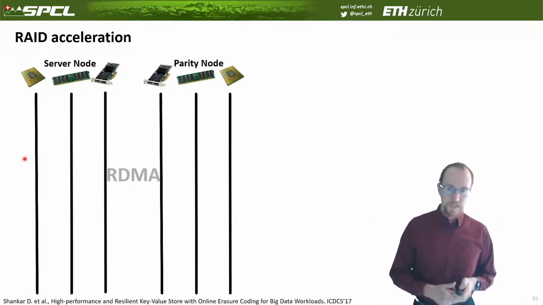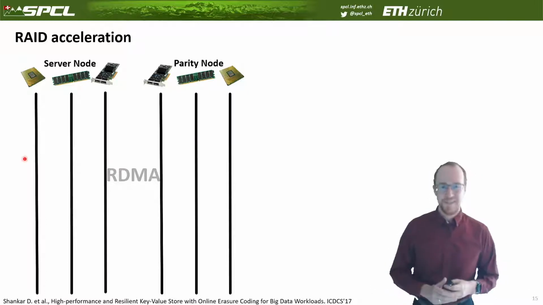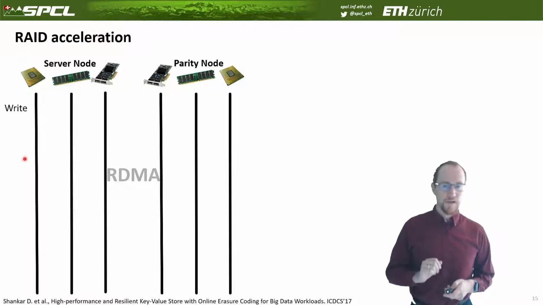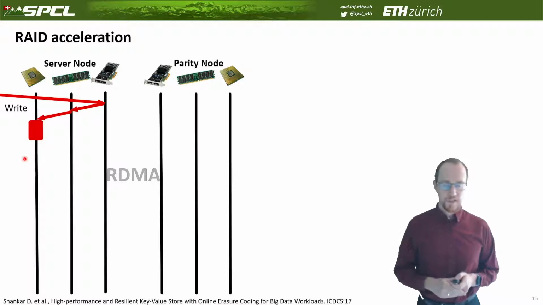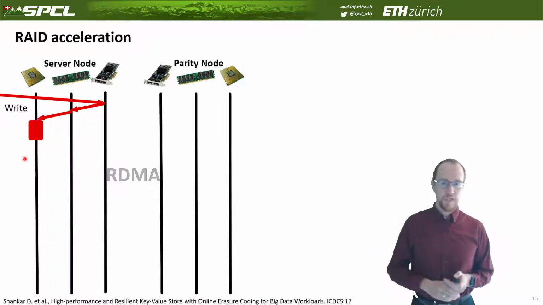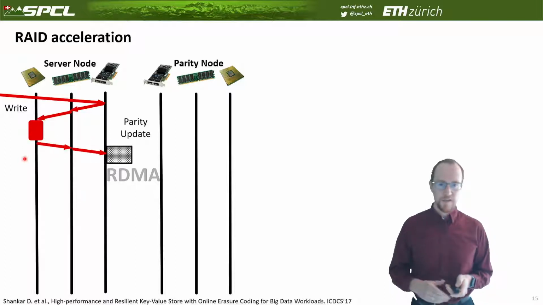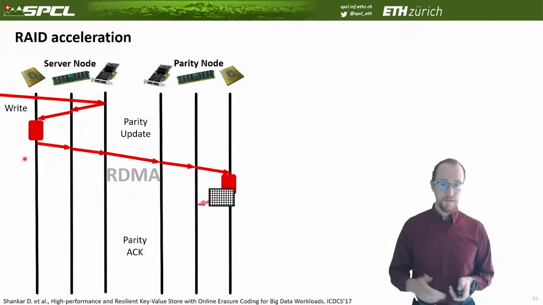Just another use case is redundant array of inexpensive disk acceleration. So the idea here is that this is somewhat probably a redundant array of inexpensive nodes in some sense, RAIN, because we are actually distributing the data in this example over various devices in the network. So we have a server node and a parity node. This is inspired by the paper by Shankar et al. down here. So what happens if a write request comes from the user? It's going through the server NIC. It's processed as a write request by the server CPU, and then the server sends a parity update to the node on the other side. Then it's processed on the CPU there again, as you would expect, and the CPU sends an ACK back.